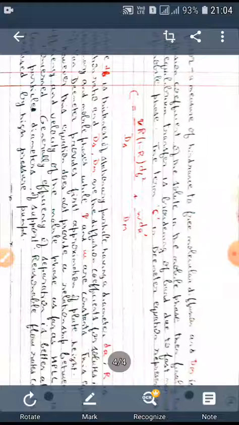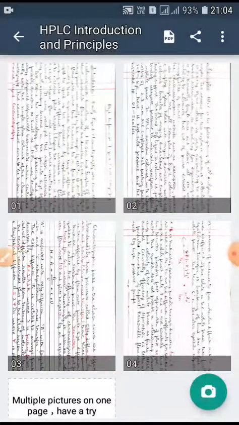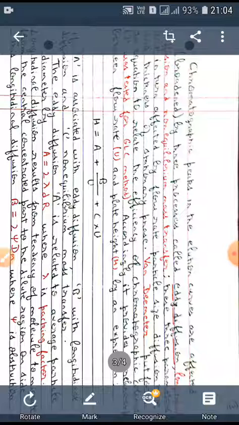Chromatographic peaks in the elution curves are affected by three processes called eddy diffusion, longitudinal diffusion, and non-equilibrium mass transfer. These three parameters are in turn affected by flow rates, particle size, diffusion rate, and thickness of stationary phase.